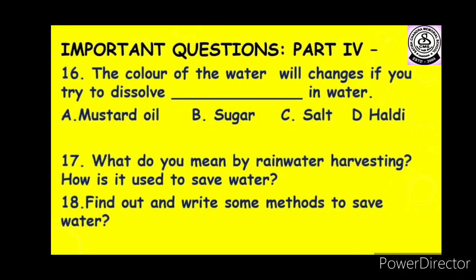So now we are in the last part of our chapter, the important questions part 4. All these questions you should note down in your copy and try to find out the answers. The color of the water will change if you try to dissolve dash in water: mustard oil, sugar, salt and haldi. You have to write the correct option.